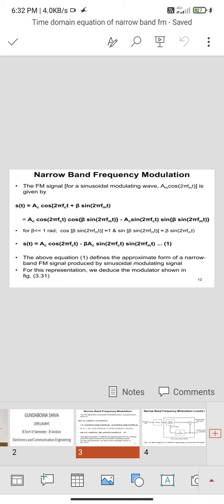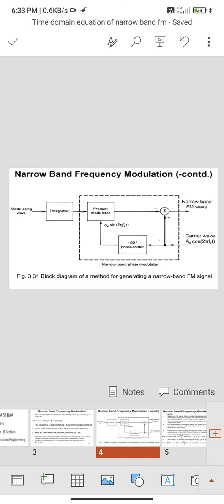For beta less than 1 radian, cos(beta sin 2 pi fm t) is approximately 1, and sin(beta sin 2 pi fm t) is approximately beta sin 2 pi fm t. S of t equals Ac cos 2 pi fc t minus beta Ac sin 2 pi fc t sin 2 pi fm t. The above equation defines the approximation of a narrowband FM signal produced by a sinusoidal modulating signal. For the representation, we deduce the modulator shown in the figure.